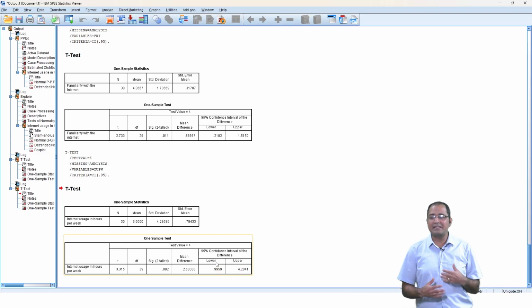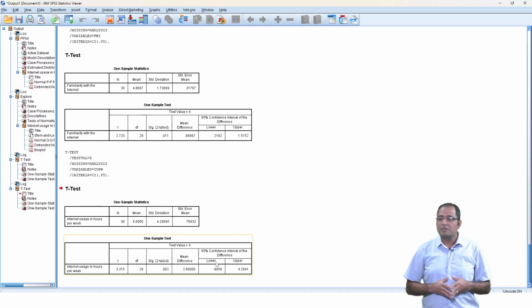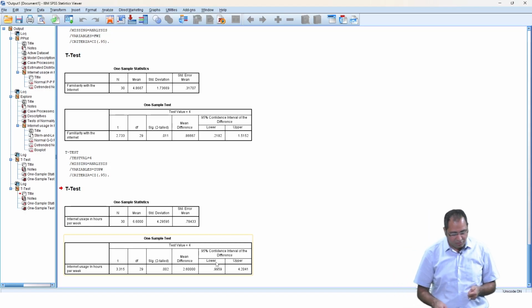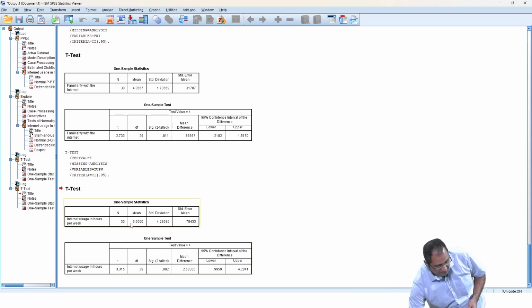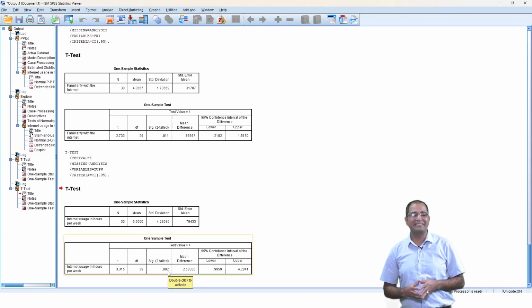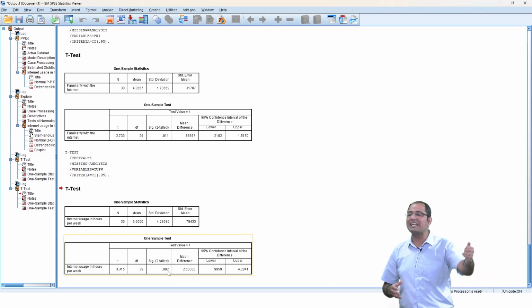Assuming that the population mean is 4, what is the likelihood of obtaining a sample with the mean? Here the mean difference is given. What is the likelihood of obtaining a sample with the mean of 6.6? Here, 6.6. It is written 0.002. What does it mean? It is very unlikely, less than 0.05, which means you reject the null hypothesis. What was your null hypothesis? That mu is equal to 4.